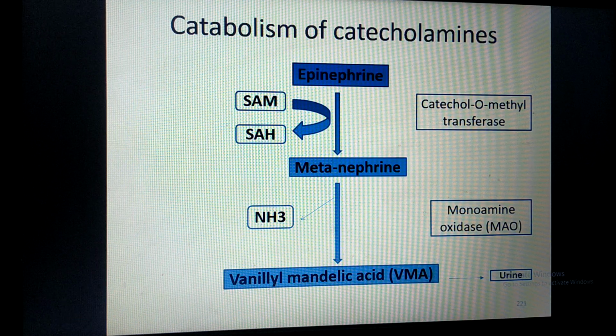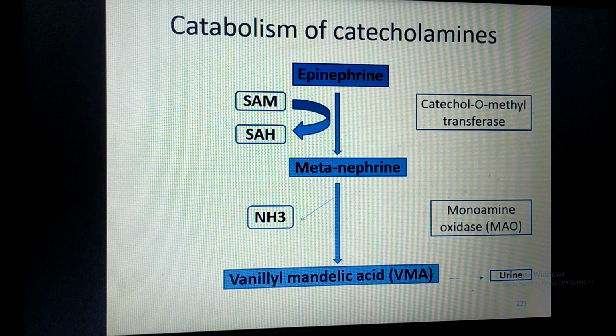Later on, that metaepinephrine undergoes a deamination reaction by the enzyme monoamine oxidase. When the amino group is removed in the form of ammonia, metaepinephrine is converted to vanillyl mandelic acid. So the end product of catecholamine breakdown is VMA, vanillyl mandelic acid, which is excreted into the urine.